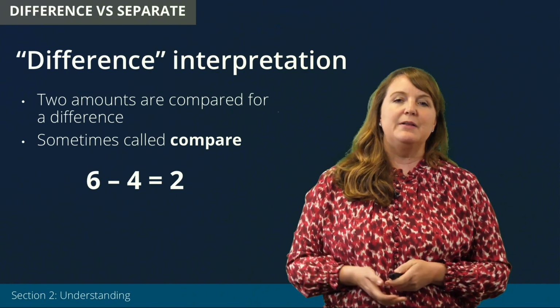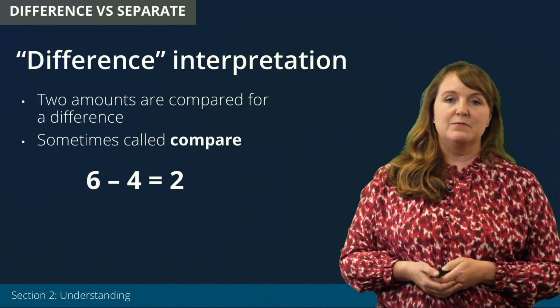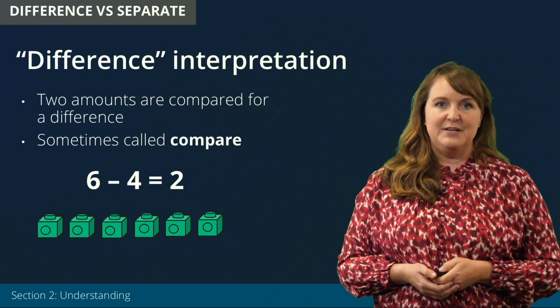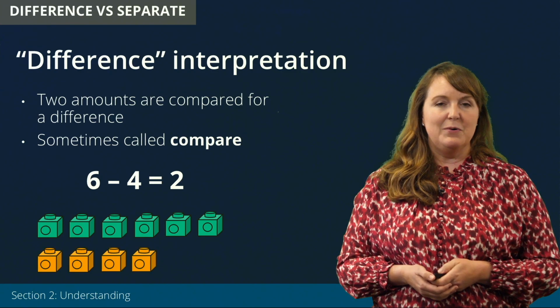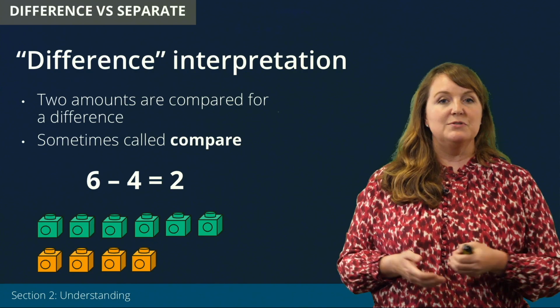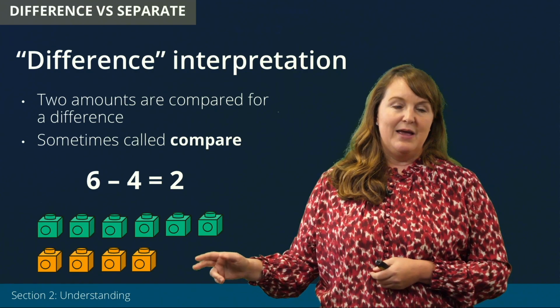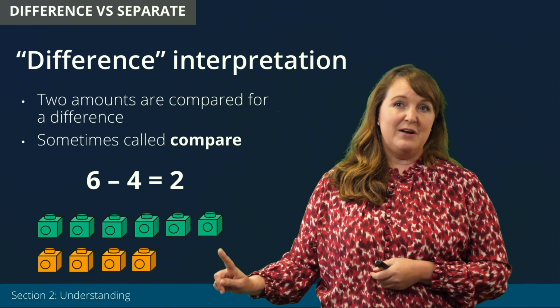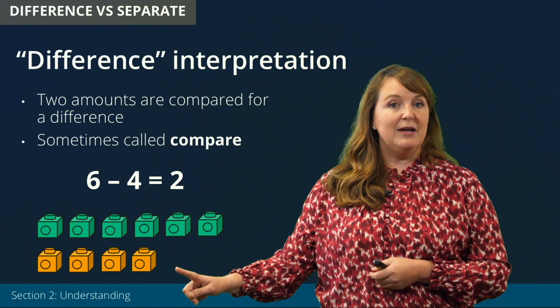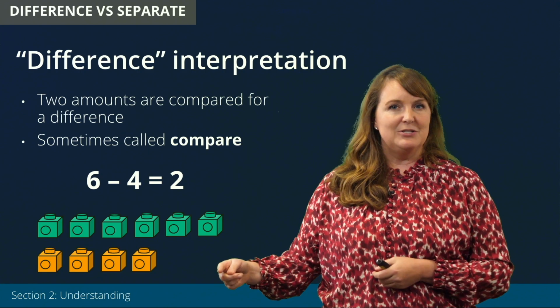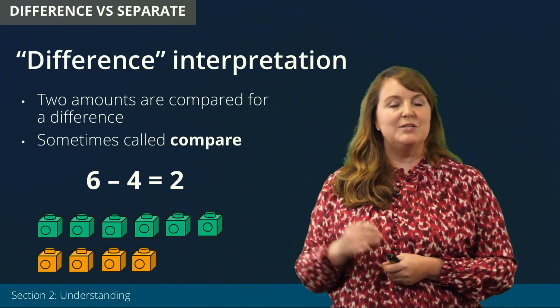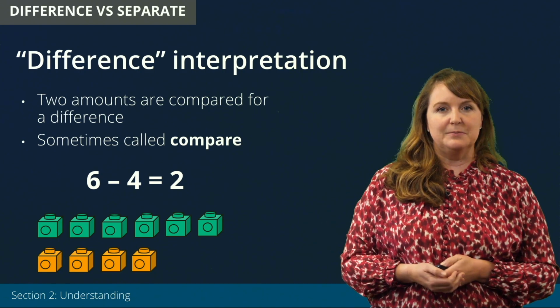If I'm thinking about this for a problem such as 6 minus 4 equals 2, I have a set of 6 and I have a set of 4, and I'm comparing those two sets for a difference. The difference is this space right here. I can count backward to figure that out, 1, 2, or I can count forward to figure that out, 1, 2. But the difference between these two sets is 2.